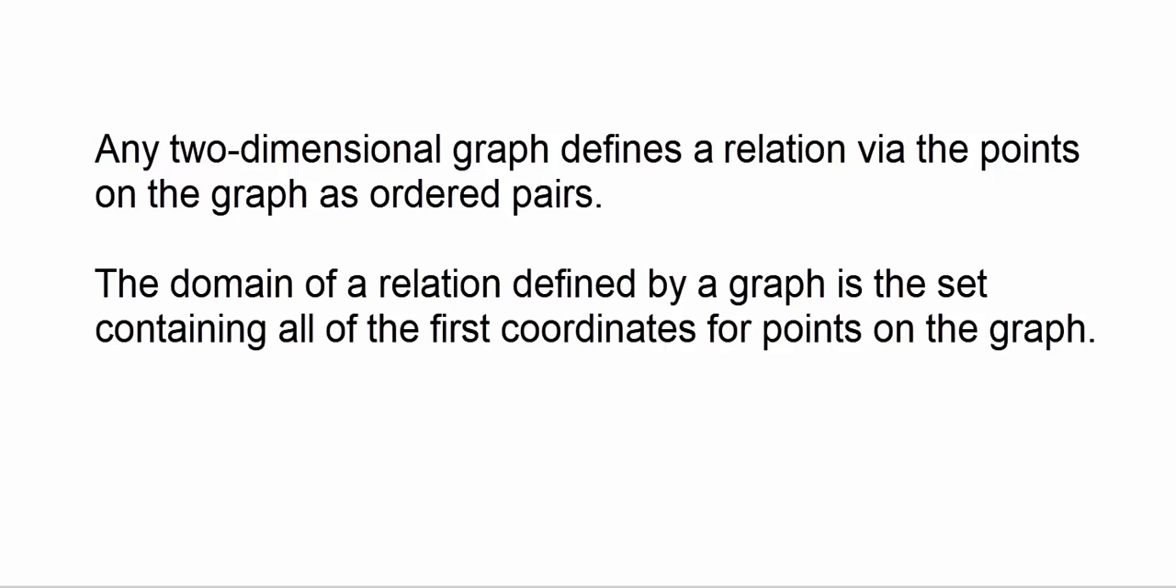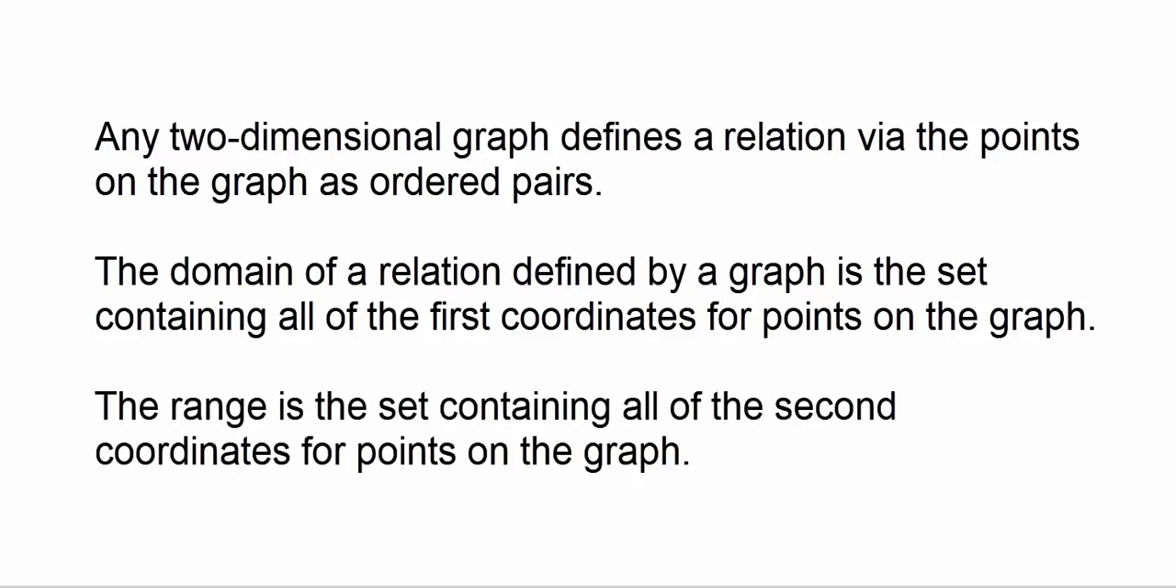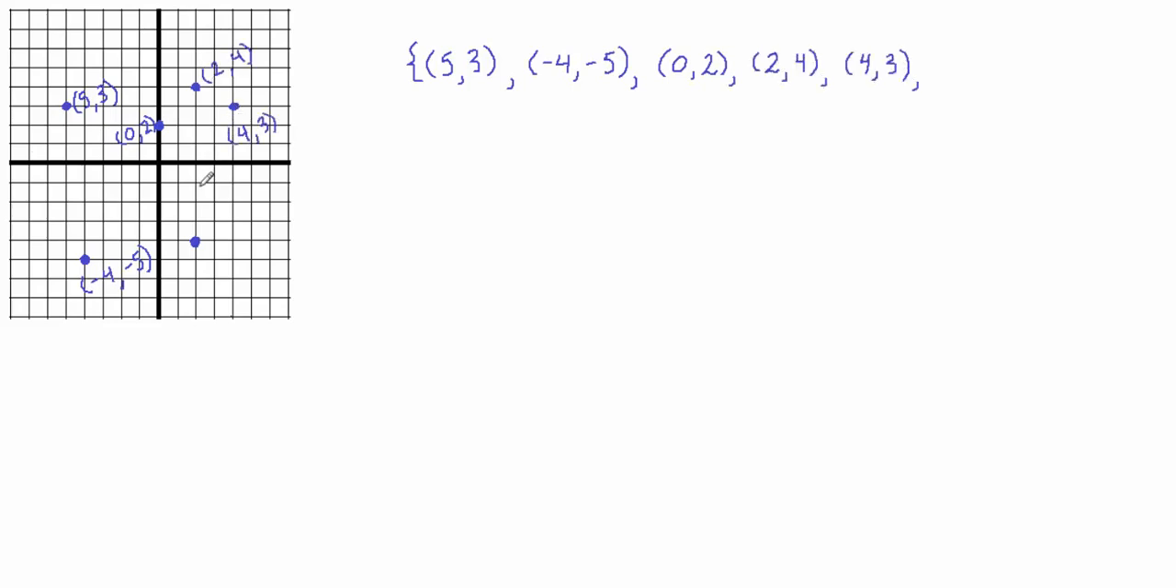The domain of a relation defined by a graph is the set of all the first coordinates or x coordinates for points on the graph, and the range is the set of all second coordinates or y coordinates for points on the graph. For example, this graph consists of the ordered pairs (5, 3), (-4, -5), (0, 2), (2, 4), (4, 3), and (2, -4).